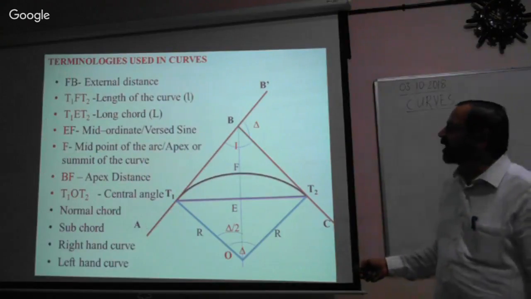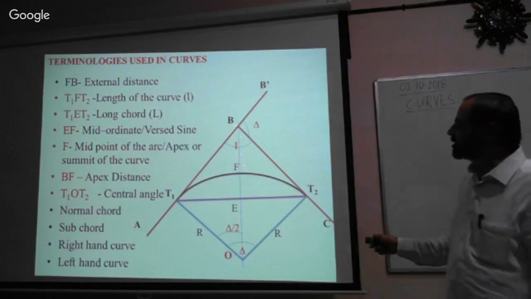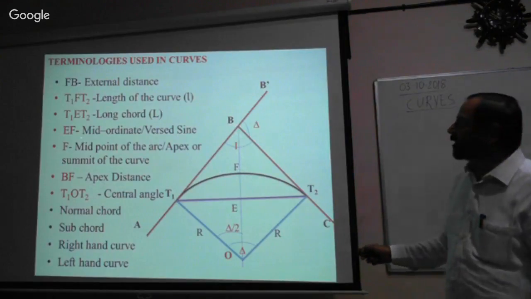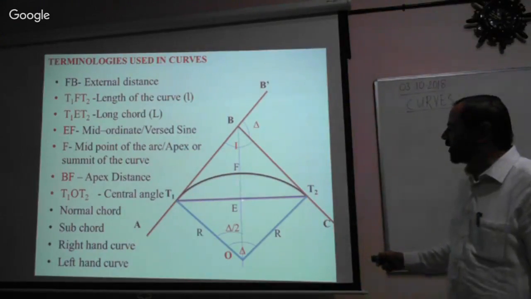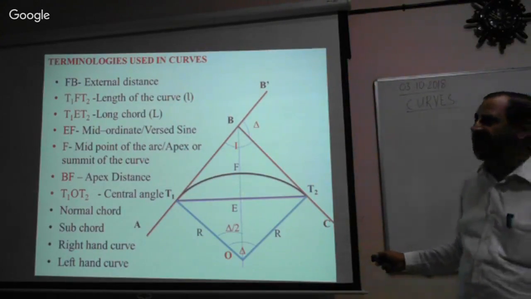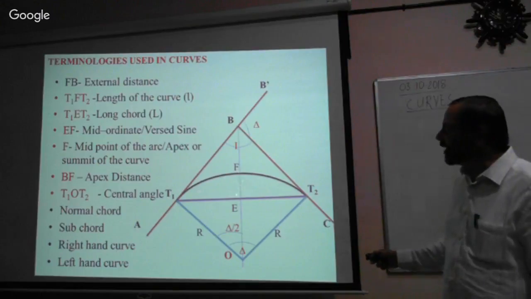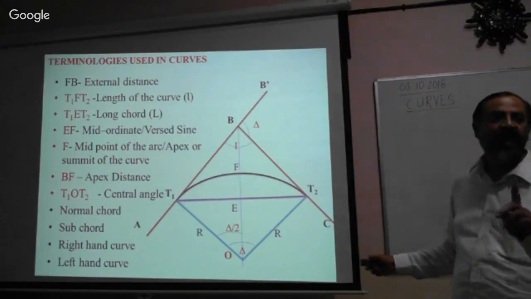And similarly, that is FB. This is the external distance. This length is called the external distance, and that is EF, the mid ordinate. From here to here, the mid ordinate. This is from the long chord. Now why are you calling this the mid ordinate? Because this is the ordinate from the midpoint of the long chord.